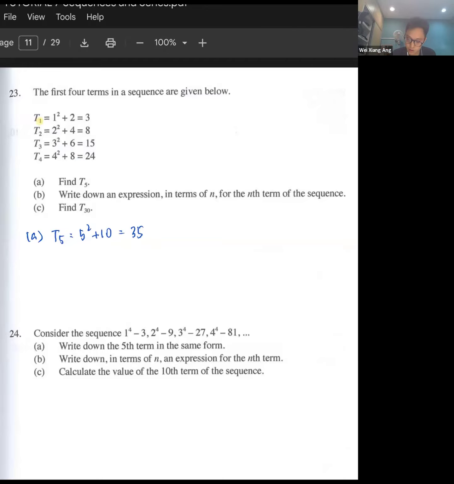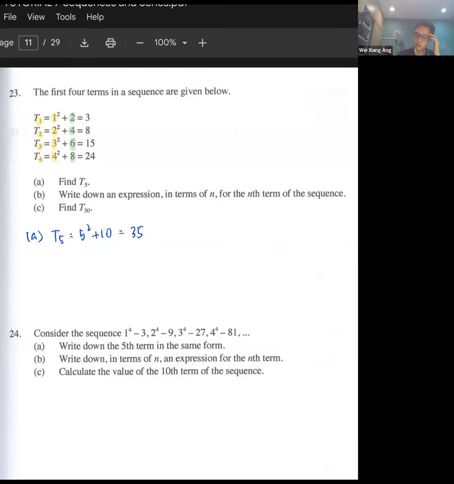Okay, T1 is 1, 2. T2 is 2, 4. T3 is 3, 6. T4 is 4, 8. First step, identify the numbers that are changing. Each row you ask, how did the numbers change? The second question you ask, if you analyze between the first and the second row, second and third row, between 2 consecutive rows, how do the numbers change?